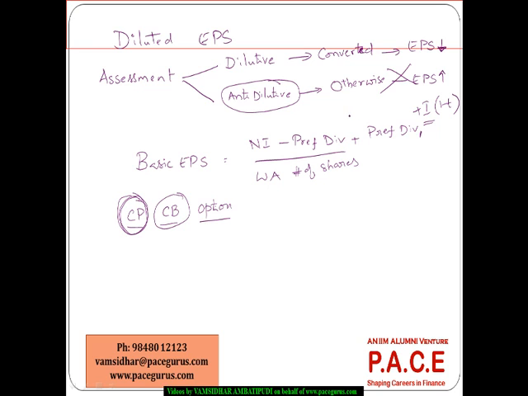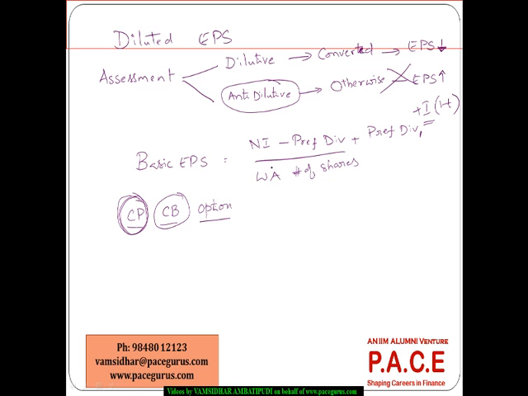So whatever benefit had come earlier in the form of tax saving is no more applicable, which means the net benefit is only I into 1 minus t. So even that part I would be adding back.